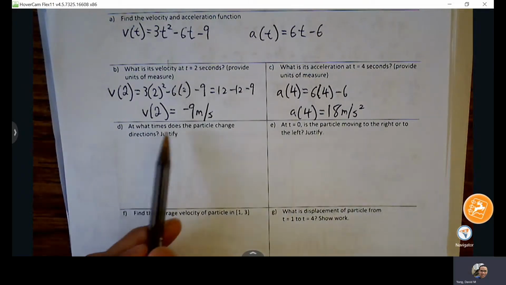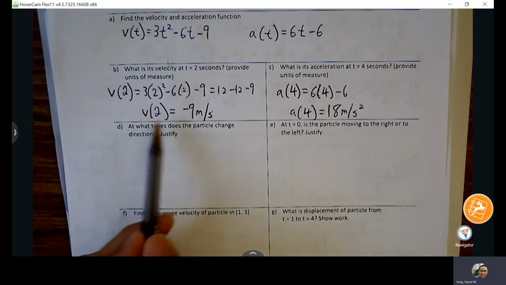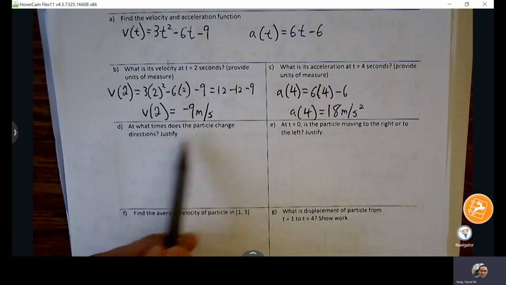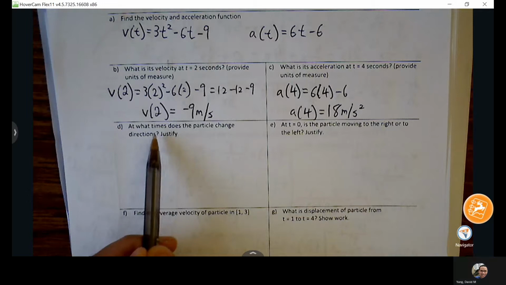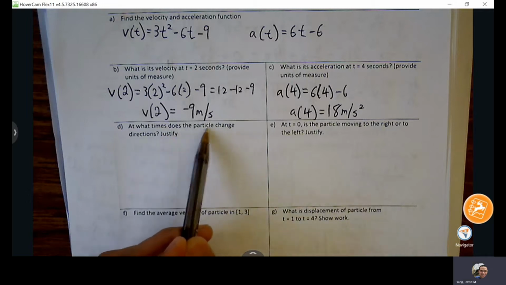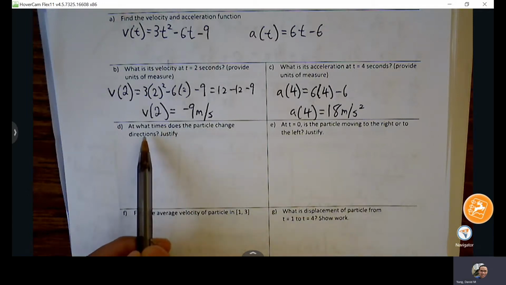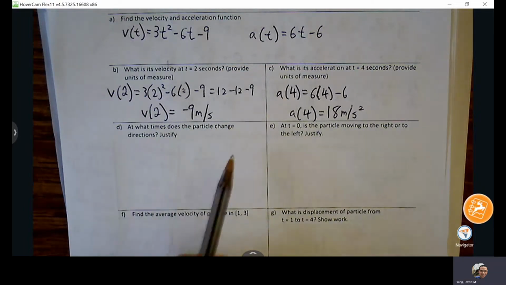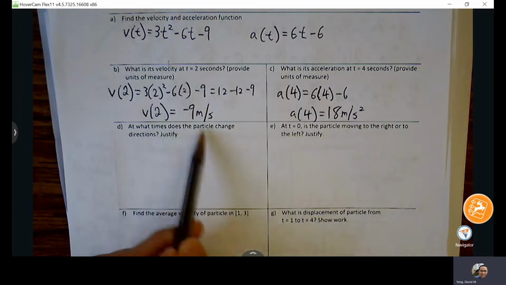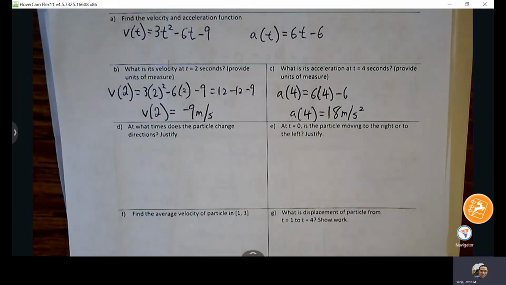Okay, at what times does the particle change direction? We've got to be careful here because this is actually a two-part problem. Before we can figure out where the particle changed direction, we first have to figure out what? Right, where the particle is motionless, where the particle is at rest. So we can't answer this question in one step. We have to split it up, right?